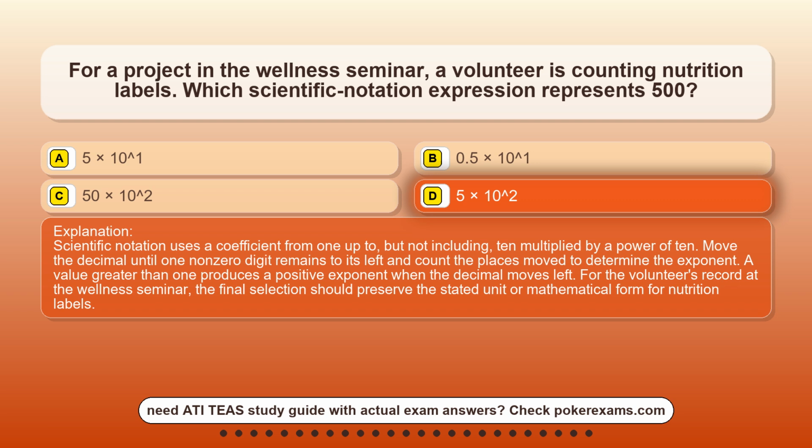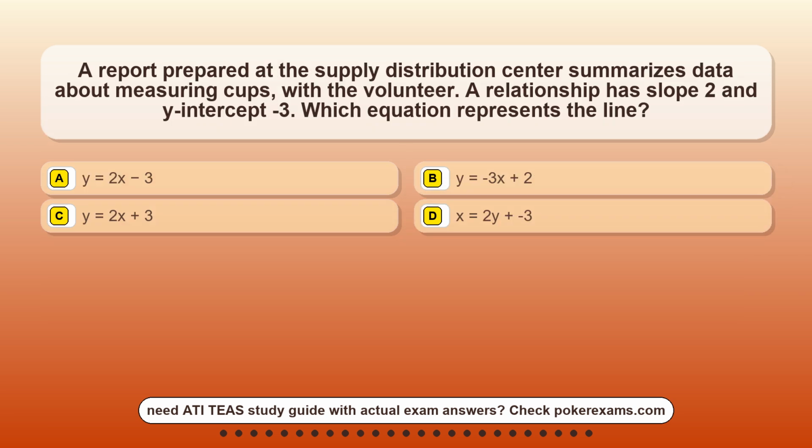Scientific notation uses a coefficient from 1 up to, but not including, 10 multiplied by a power of 10. Move the decimal until one non-zero digit remains to its left and count the places moved to determine the exponent. A value greater than 1 produces a positive exponent when the decimal moves left. For the volunteer's record at the wellness seminar, the final selection should preserve the stated unit or mathematical form for nutrition labels. Question 7. A report prepared at the Supply Distribution Center summarizes data about measuring cups with the volunteer.